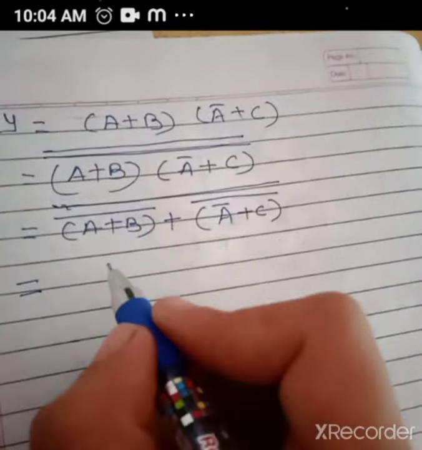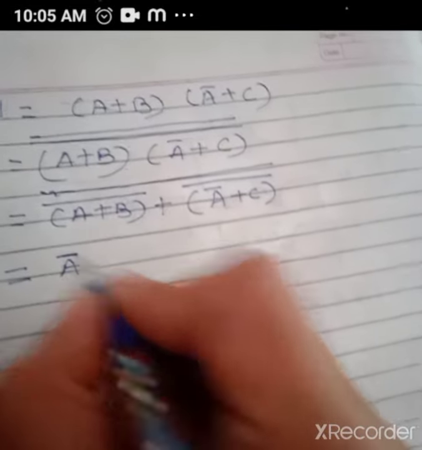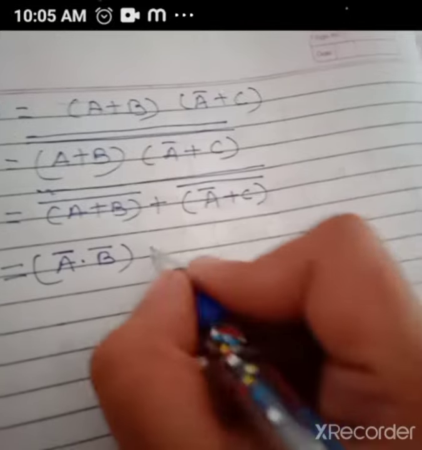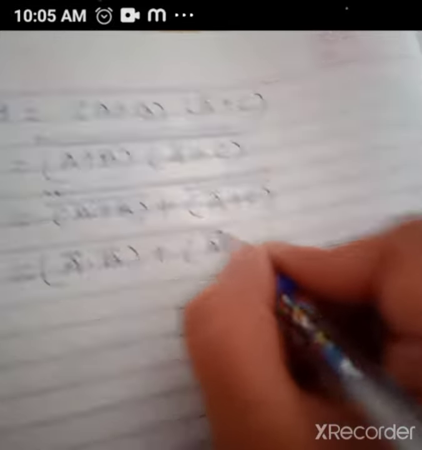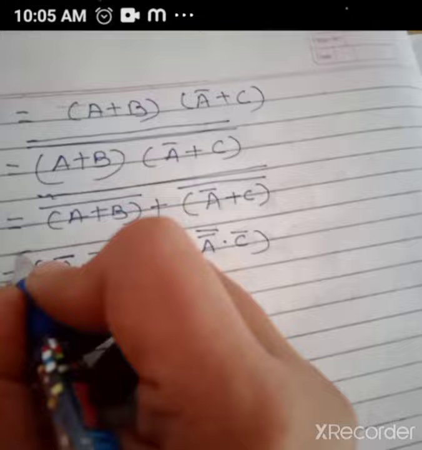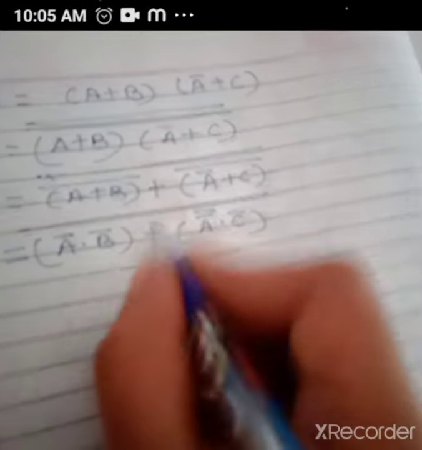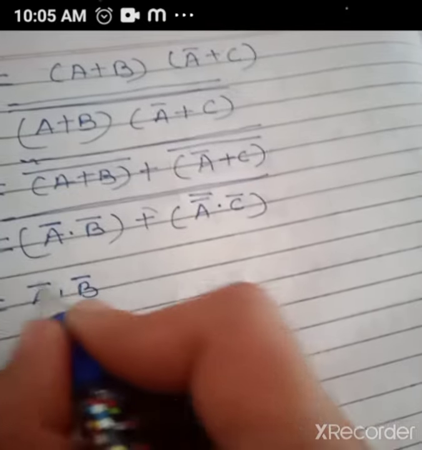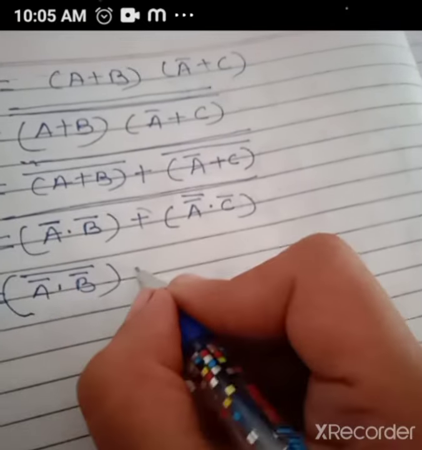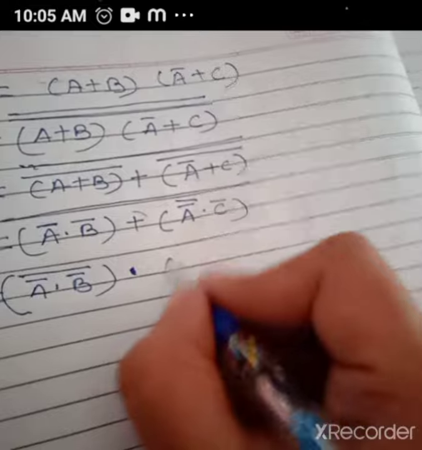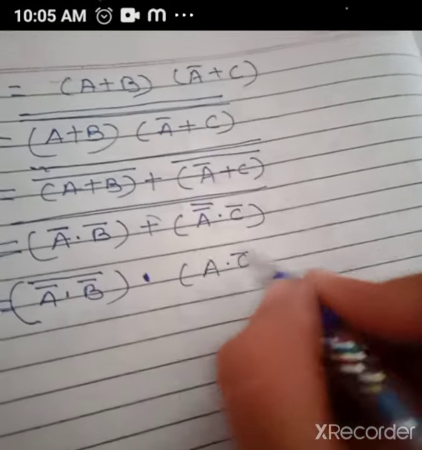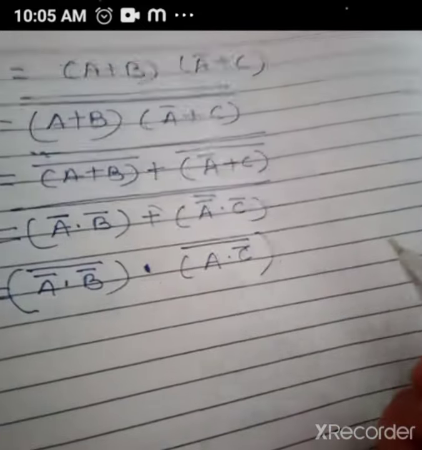Now we have to separate this. So it will be a bar into b bar plus a double bar into c bar. Now this plus has to be removed, so we will separate it. So (a bar into b bar) bar dot (a double bar into c bar) bar. So the whole equation is now converted into NAND.